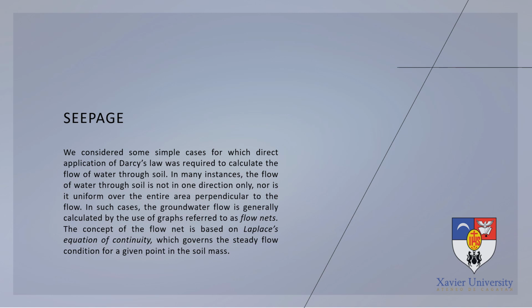We have considered some simple cases for which direct application of Darcy's law was required to calculate the flow of water through soil. In many instances, the flow of water through soil is not in one direction only, nor is it uniform over the entire area perpendicular to the flow. In such cases, the groundwater flow is generally calculated by the use of graphs referred to as flow nets. The concept of the flow net is based on Laplace's equation of continuity, which governs the steady flow condition for a given point in the soil mass.